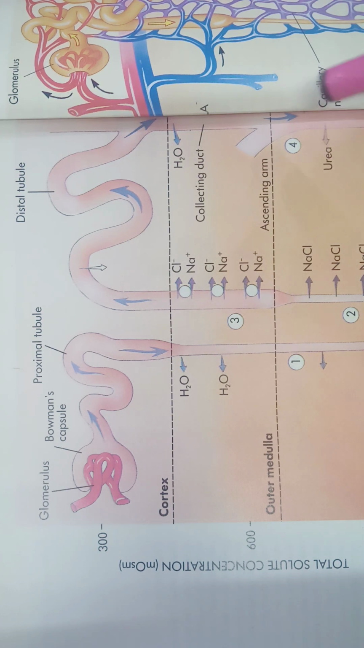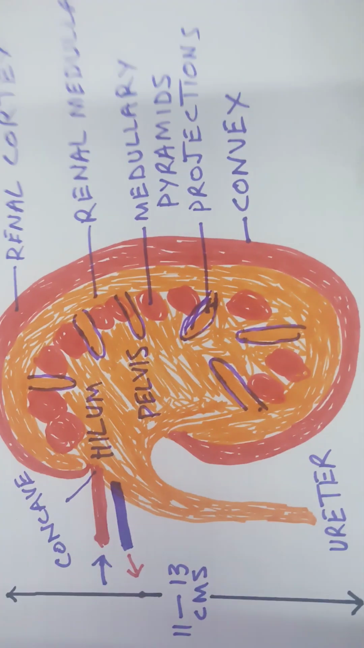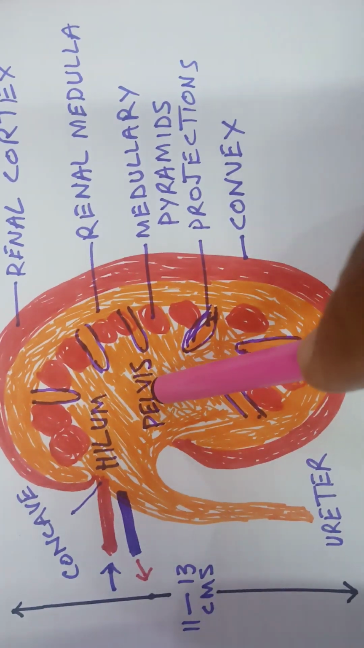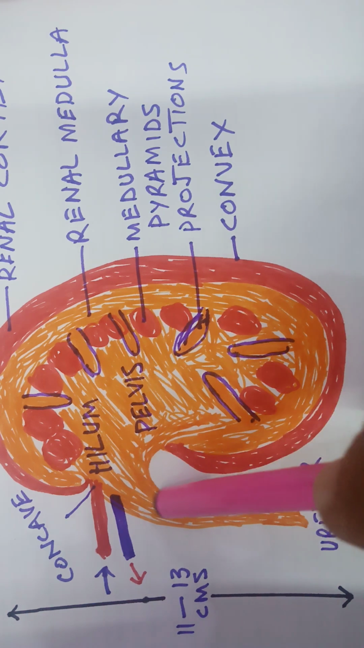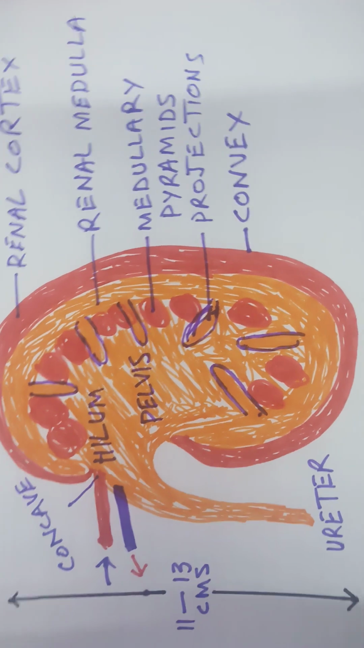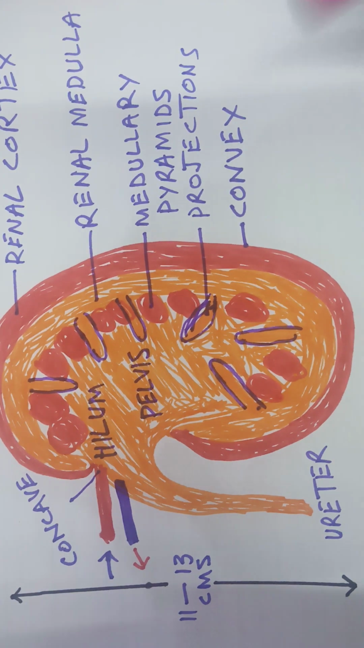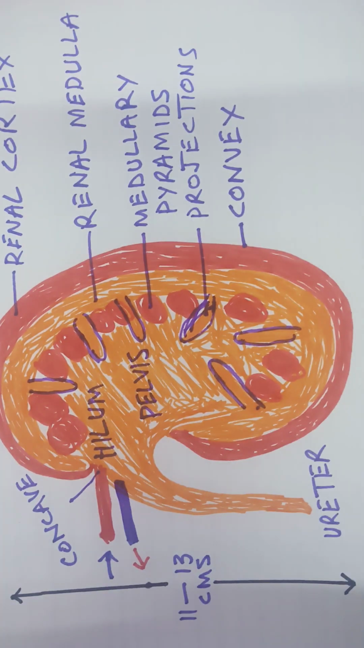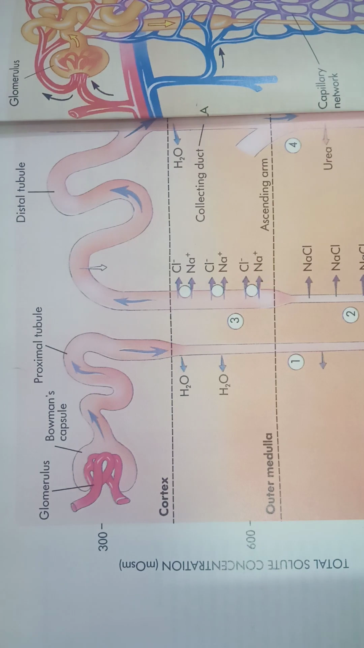This is the pelvis, from where the urine passes out into the ureter and goes into the bladder. All the nephrons open into the pelvis. So this is all about the excretory system.